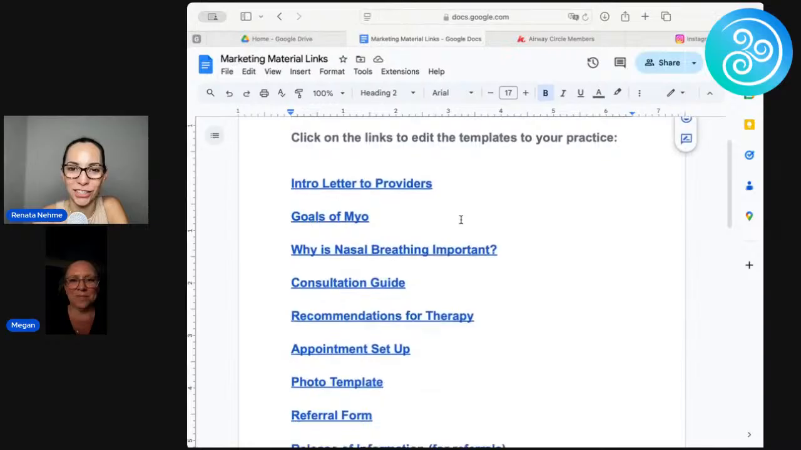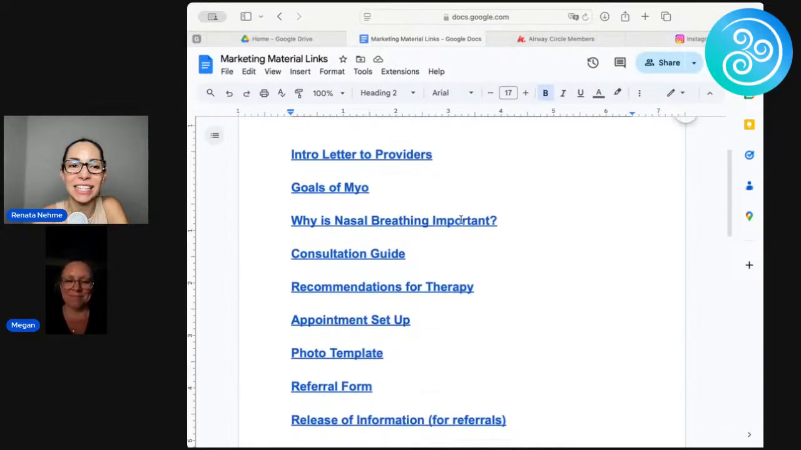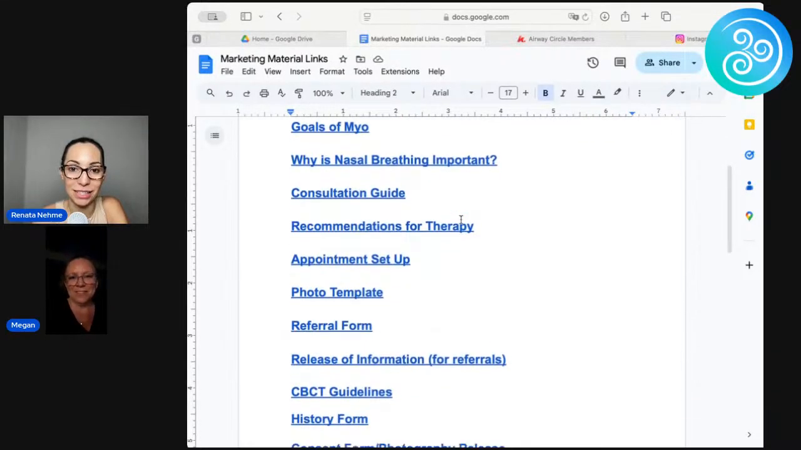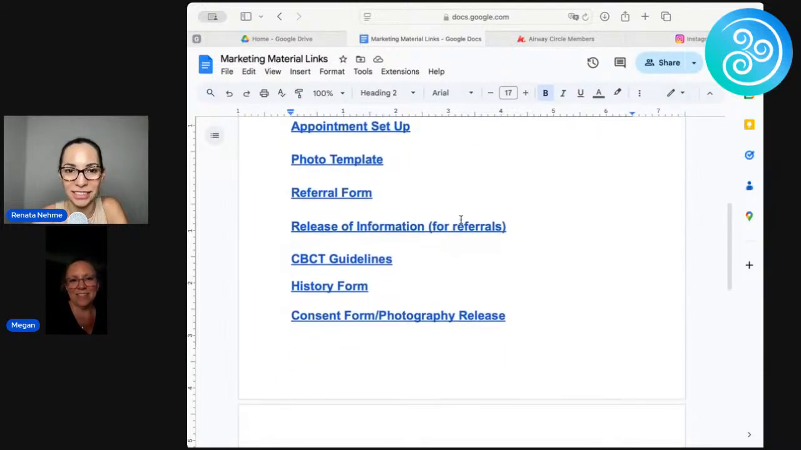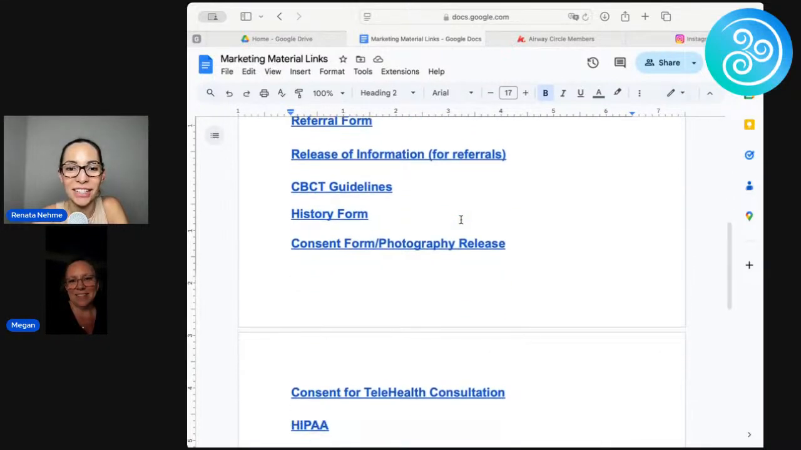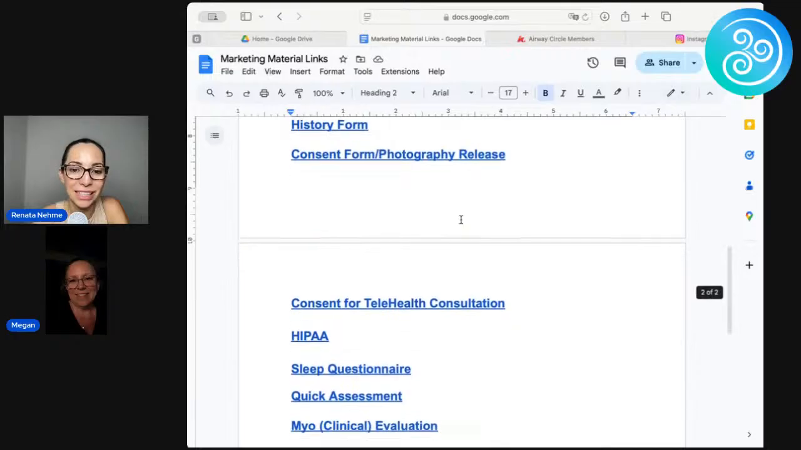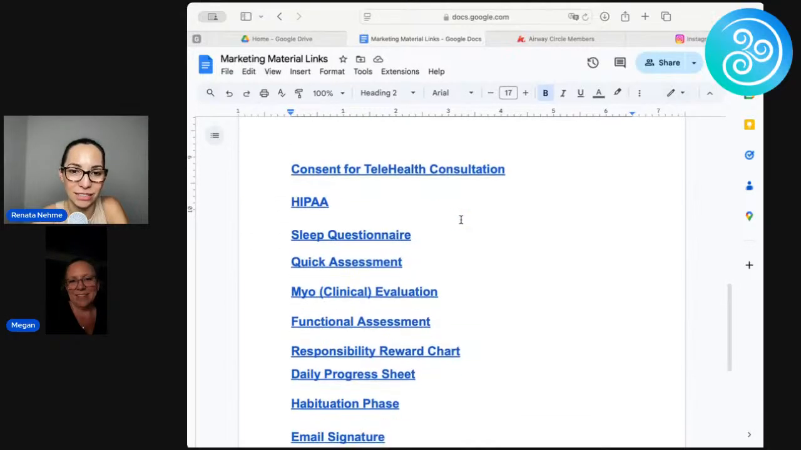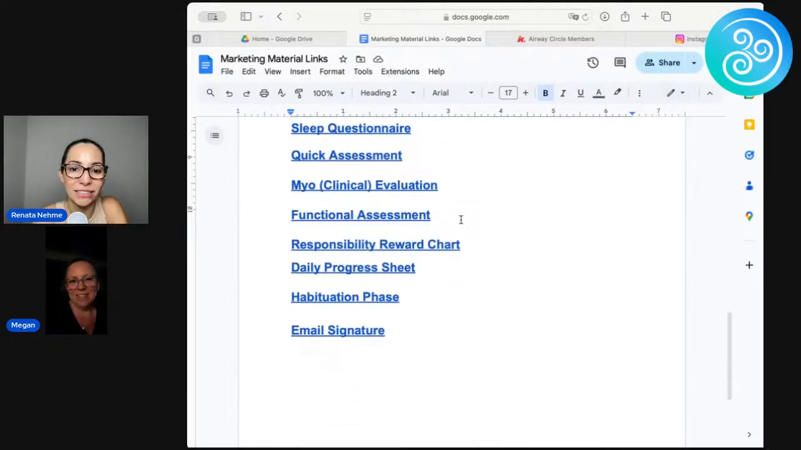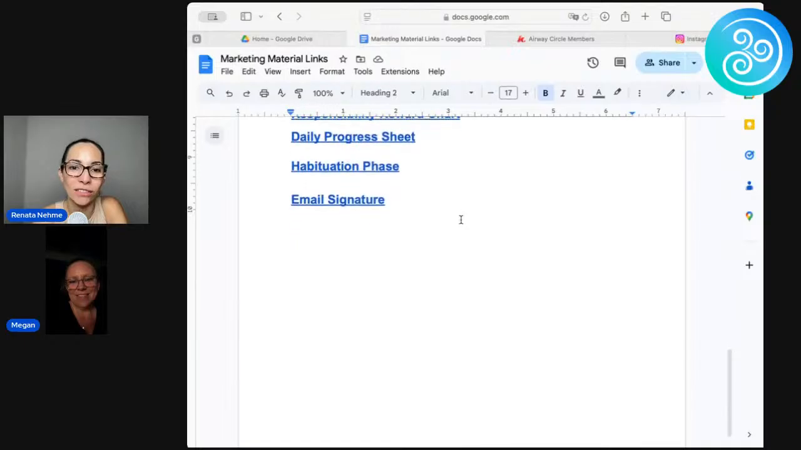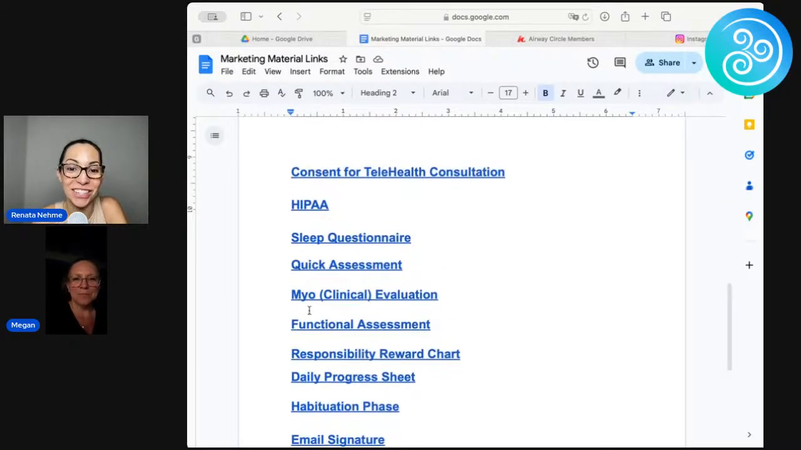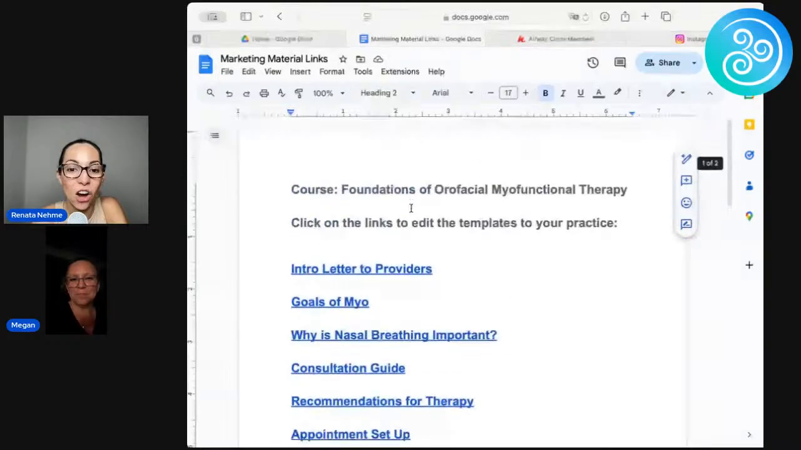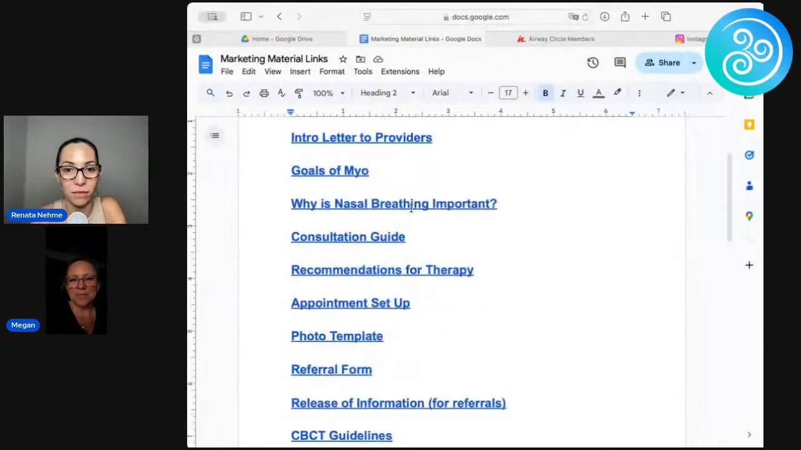Marketing materials. So this is a link to templates for everything that we offer. You guys are going to be able to simply click on this and make it your own. So all of this is already done for you, all of this, even email signature, everything, your evaluation, all of these forms are done for you.